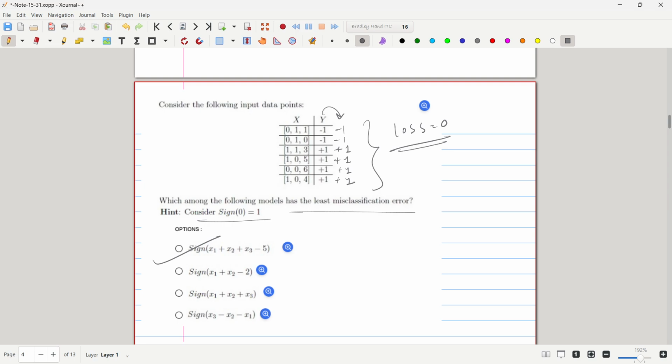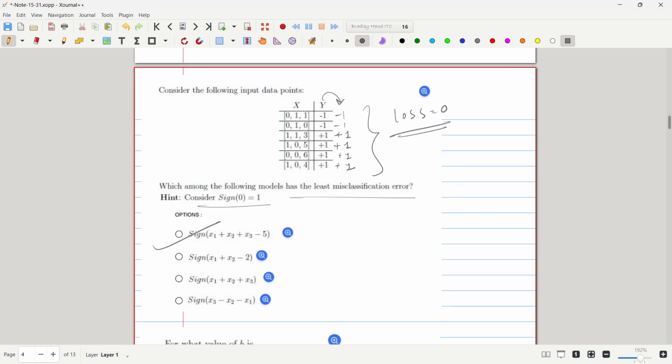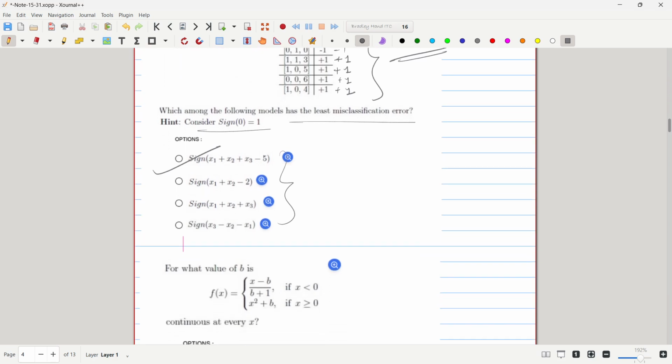In this type of question, you just need to put the values of x in the signum function, and sign of 0 is 1. If you have negative, then minus 1, if positive, then plus 1.